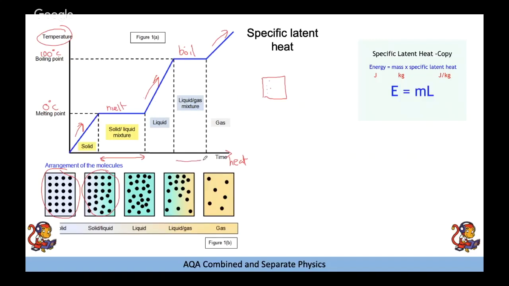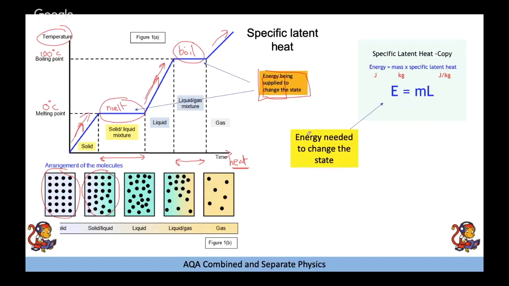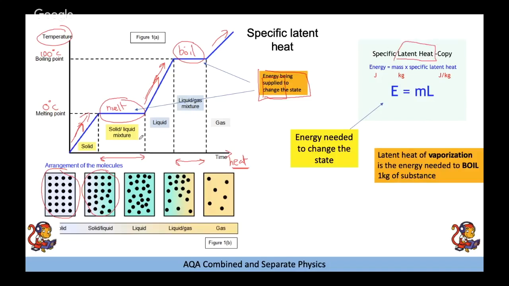And these flat parts, well, what is the heat being used for? What is the energy that's going into it? What's it doing? Well, the energy is breaking the bonds, as we can see here. The energy is being supplied to change the state. So here we go. This is the energy needed to change the state on these sections here, how much energy is put in. So there are two different types of specific latent heat. One for this one here, and one for this one here.